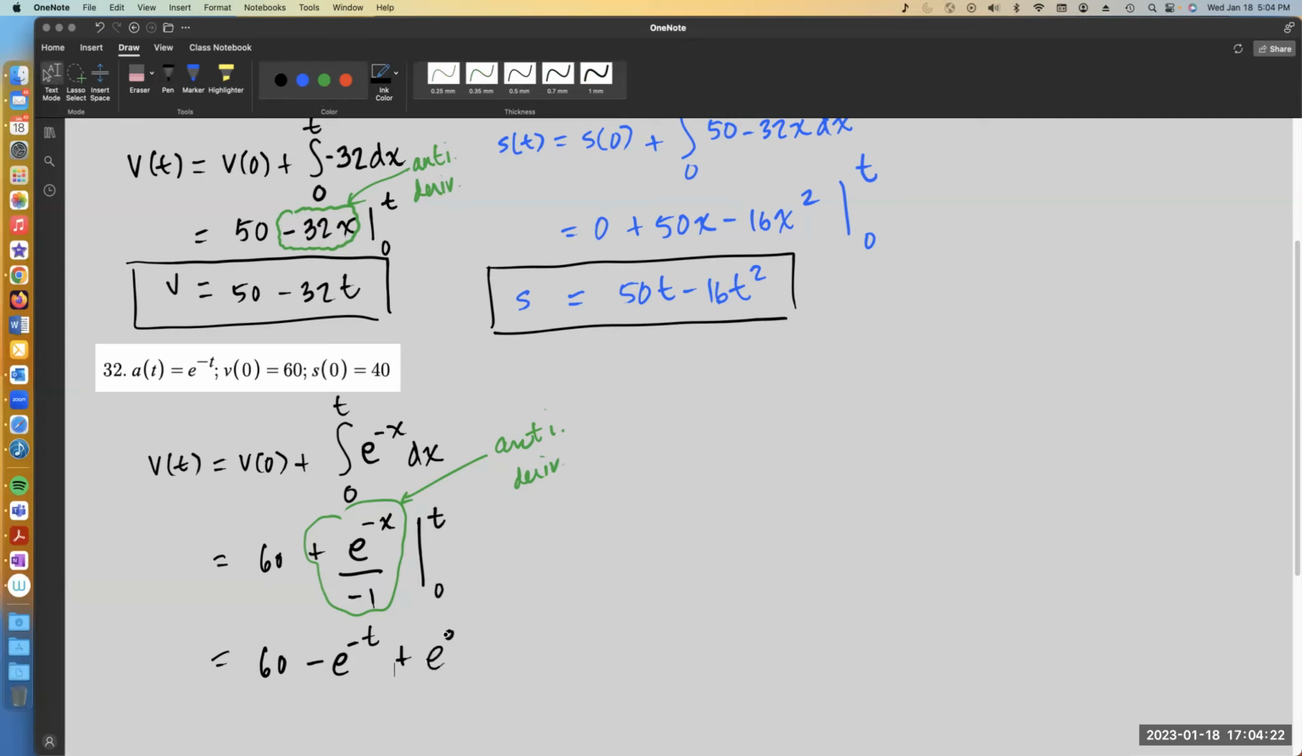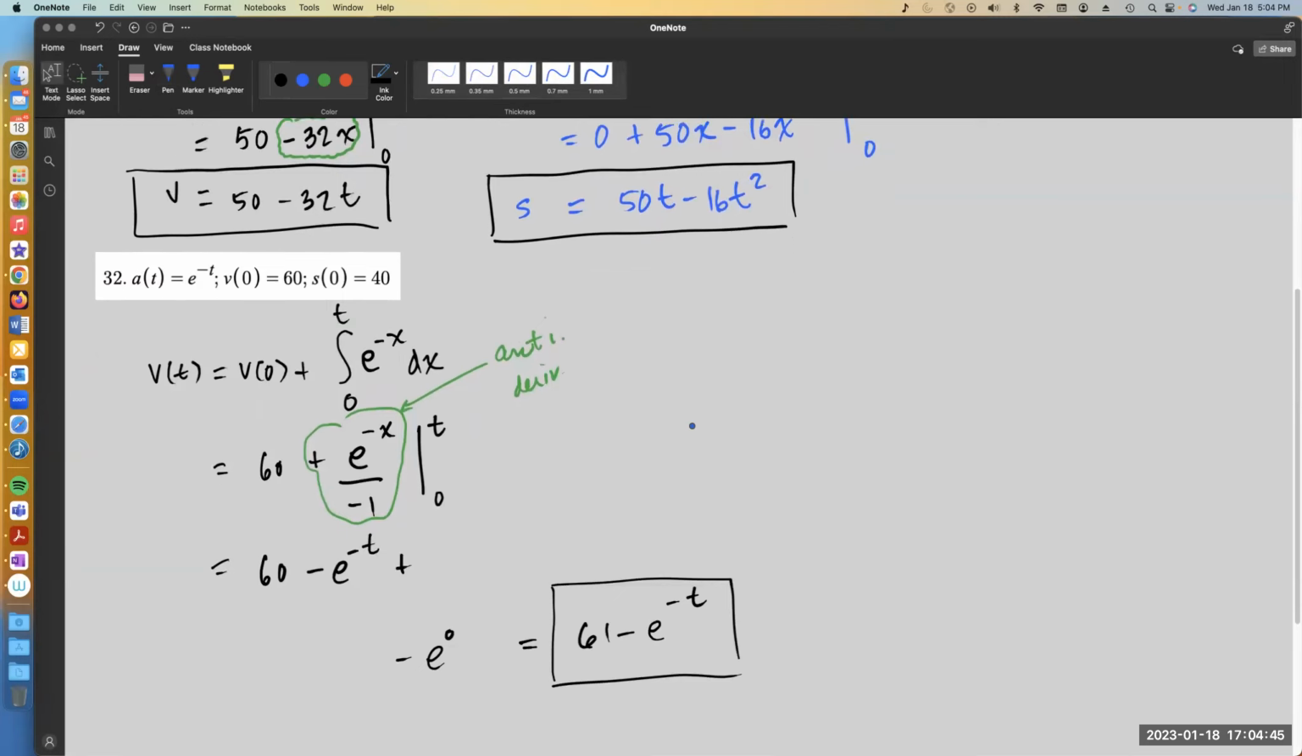And we have an e to the 0. And this becomes 61 minus e to the minus t. So there is our velocity at time t, because e to the 0 is 1. Now we can find position.